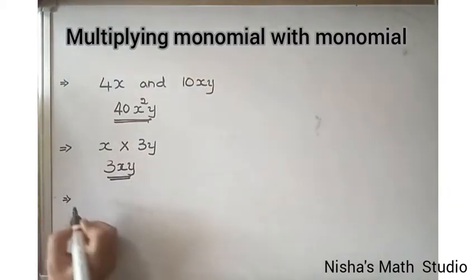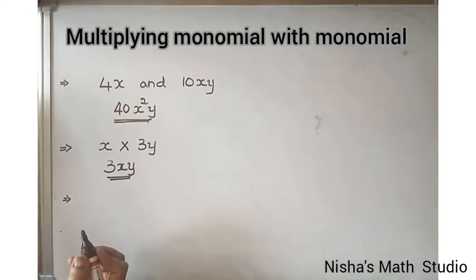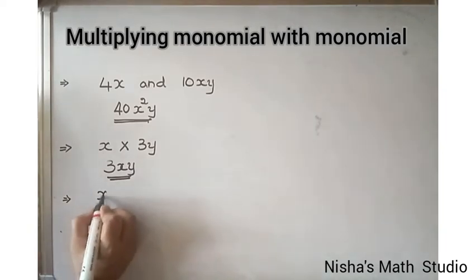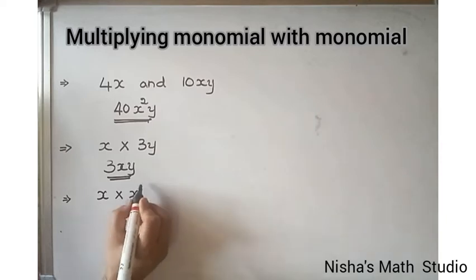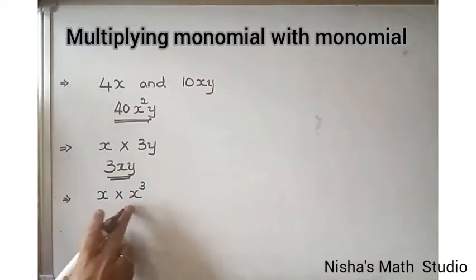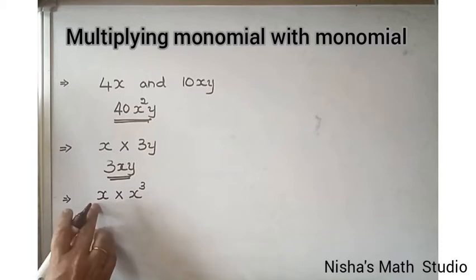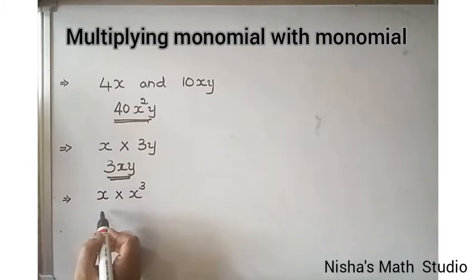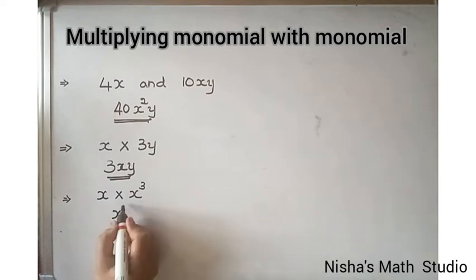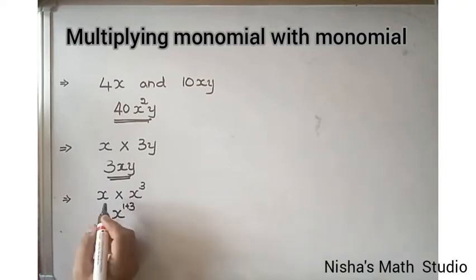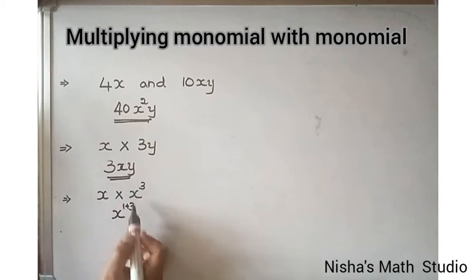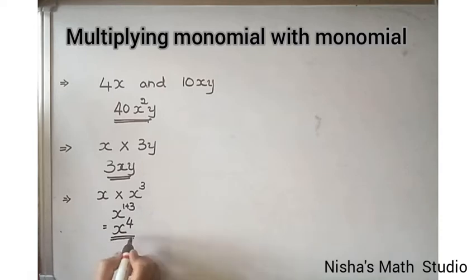The last example for multiplying monomial with monomial. Let's take x multiplied by x to the power 3. Here there is no number which is to be multiplied, or in other words it is 1 and 1 which is equal to 1. So if the numerical coefficient is 1, we usually don't write it. x multiplied by x to the power 3. That is, what do we do actually in multiplying? We add the powers, isn't it? If no power is there, it means the power is 1. Here the power is 3. So the answer will be x to the power 4.